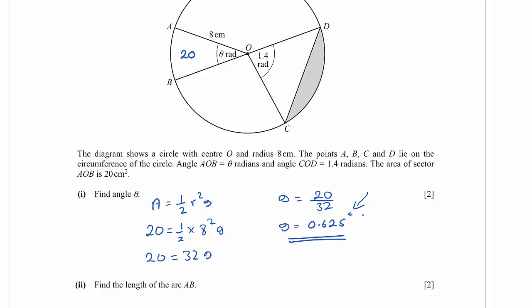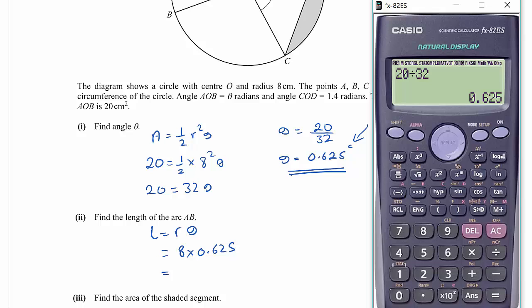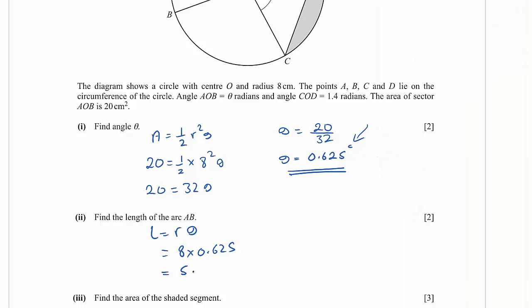Find the length of the arc AB. Well, we know that L is equal to r theta. So that's 8 times 0.625. So multiply the last answer there by 8. And that gives me 5 centimetres.